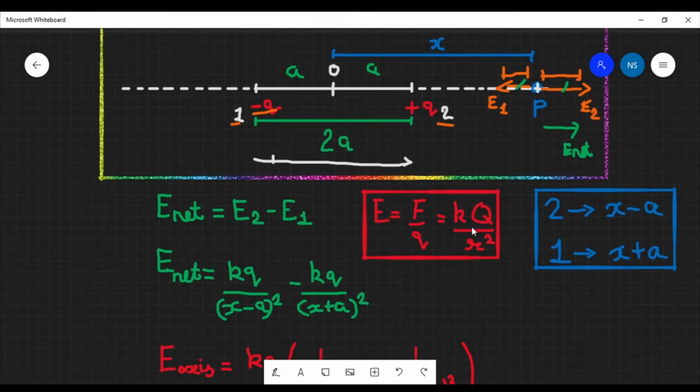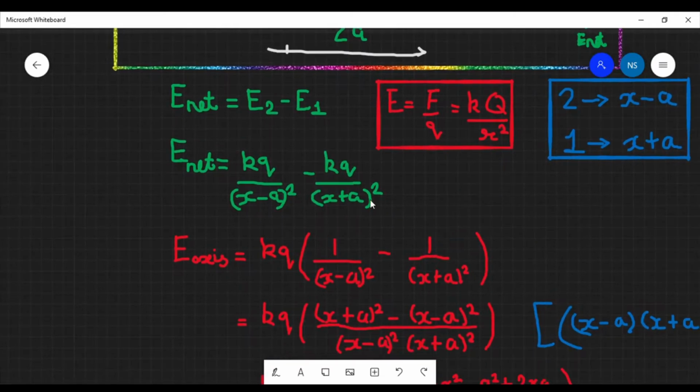Now we will substitute into the electric field intensity formula, that is E net is equal to E2 minus E1. So E net is equal to kQ by x minus a whole square. For charge 2, the distance is x minus a, so we substitute that x minus a value in R, and the magnitude of this charge is small q, so we substitute that also and subtract E1. E1 is k small q by x plus a whole square. From charge 1, the distance is x plus a, so we substitute that into R for E1. So we get E net is equal to kq by x minus a whole square minus kq divided by x plus a whole square.